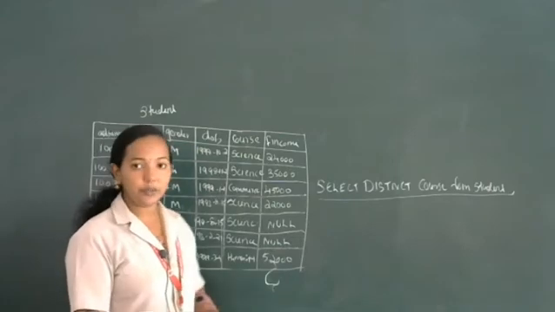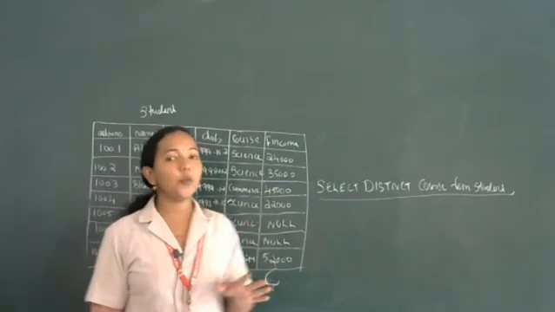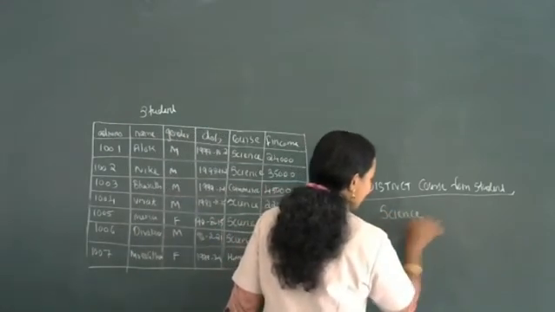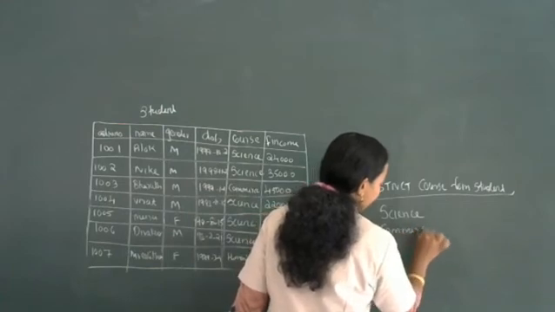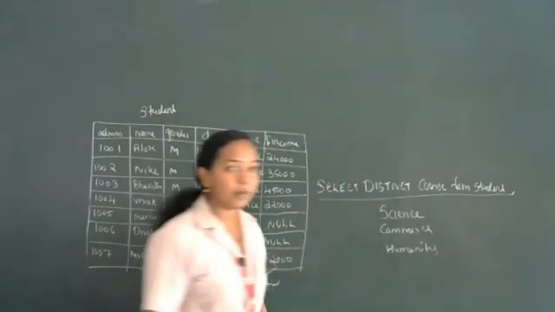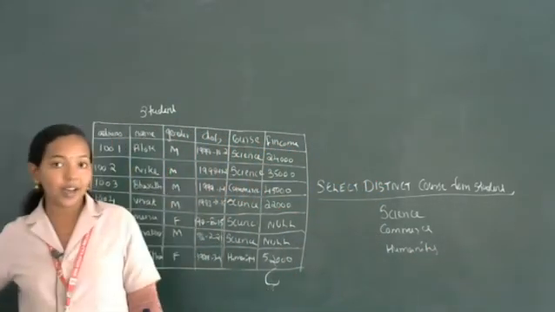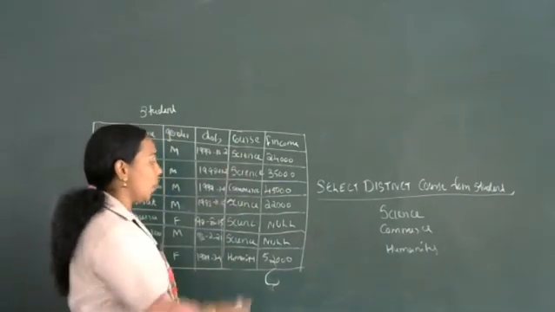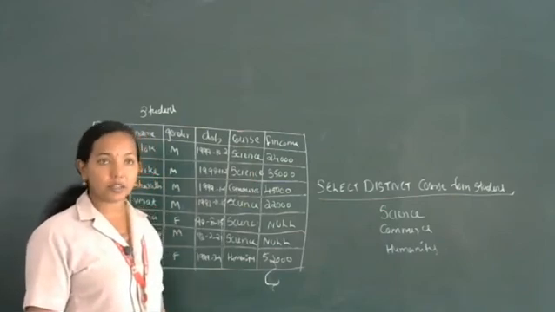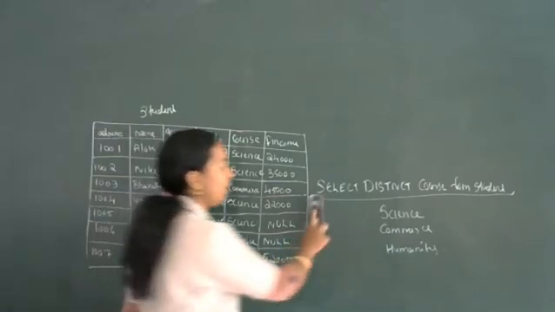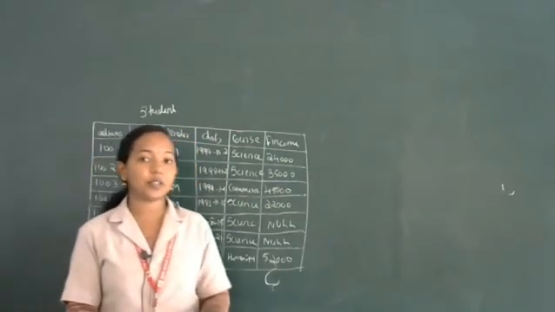In the course column, the duplicate values will be eliminated and we will get 3 values: science, commerce and humanities. By this we eliminate the same or duplicate values. In this course column science is repeating 4 times, so we can avoid that and get only the distinct names. So for eliminating duplicate values we use distinct.